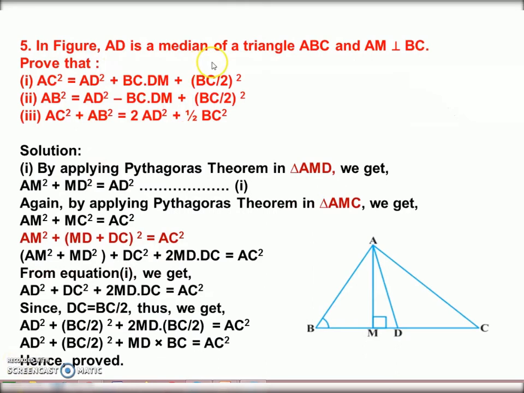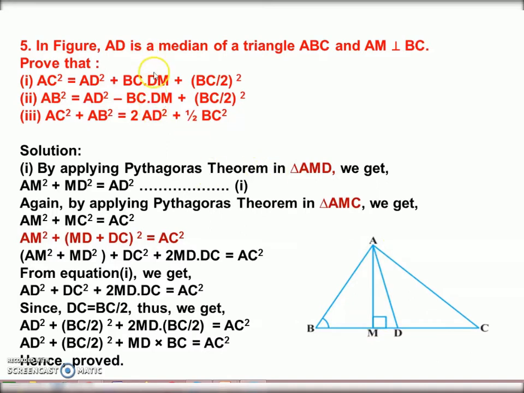So here AD is given as the median of triangle ABC. Now by definition, a median divides the opposite side into equal halves. So here BD and DC, they are equal. So I can also write BD as BC by 2 or DC also as BC by 2. So this result you will be using for median. Then AM is perpendicular to BC. AM is given as a perpendicular.